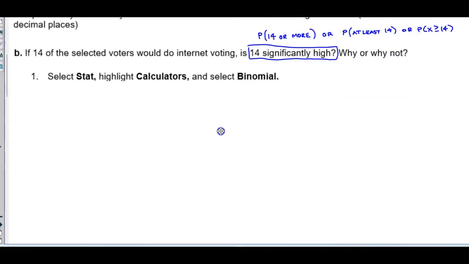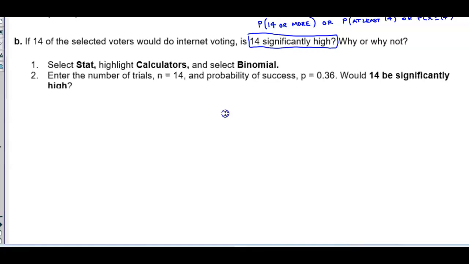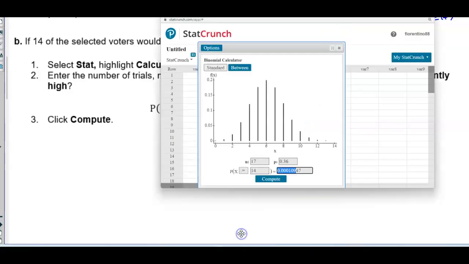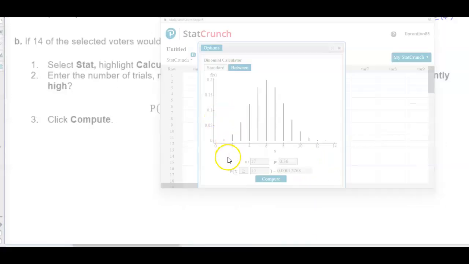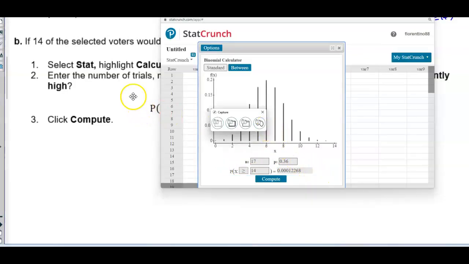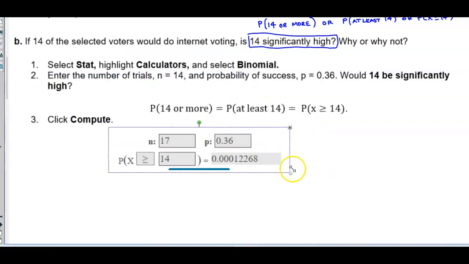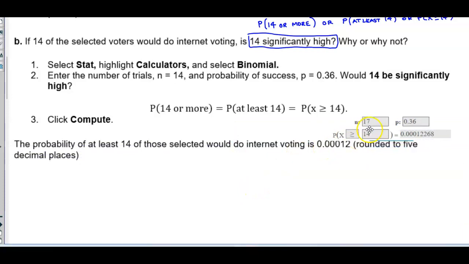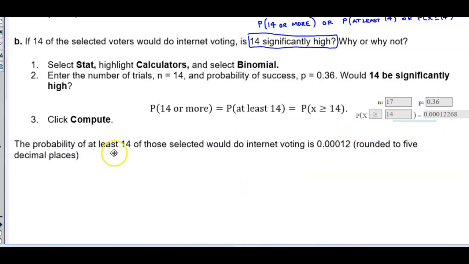Here again, we're going to select Stat, highlight Calculators, and then select Binomial. We're going to pull up our StatCrunch again, since we already had that information in there. We're looking at the probability of X being greater than or equal to 14. The only thing we need to do is change this symbol to greater than or equal to. If we round that to 5 decimal places, we have 0.00012. Let's copy that. So there is our probability with at least 14. We would say the probability that at least 14 of those selected would do internet voting is 0.00012, rounded to 5 decimal places.